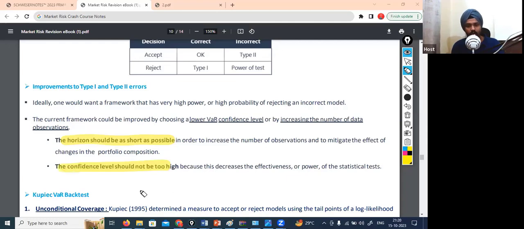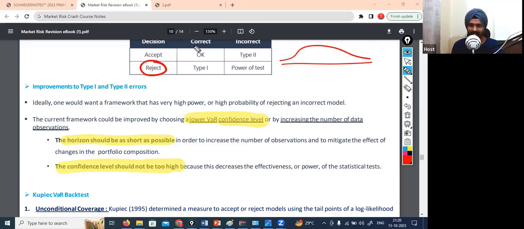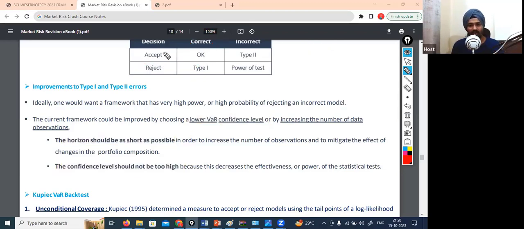The confidence level should not be too high as well. As I said, again, it's a lower confidence level, not too high. That's one and the same thing. Because as I told you, basically, if you reject a correct model, that's okay. But if you accept an incorrect model, that's not okay as per regulators. Not okay. So your major priority is that type 2 error should be as low as possible. And when would you reject more?